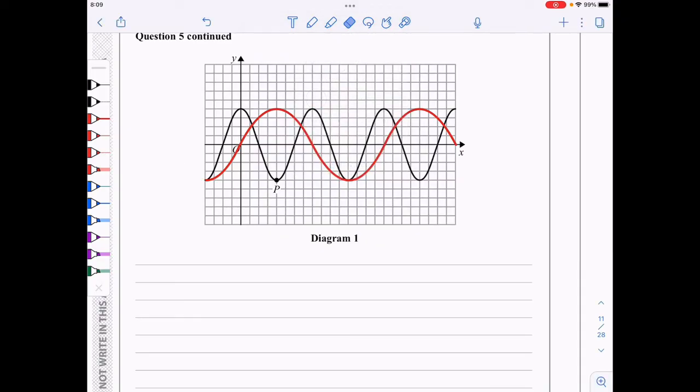Let's see what we've got here. This is the graph of sine x. I'm just going to label this. So we knew that this point P was pi over 2, minus 1. We know that sine of x is 0 every pi. So this is pi, 2 pi, 3 pi, and so on. The maximum is 1, the minimum is minus 1. So this is what the graph should look like.